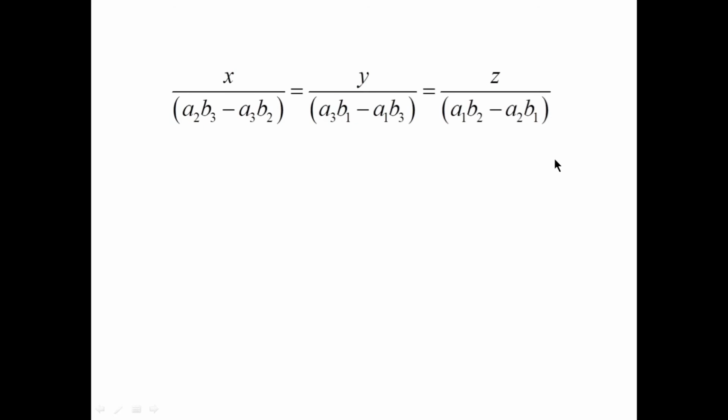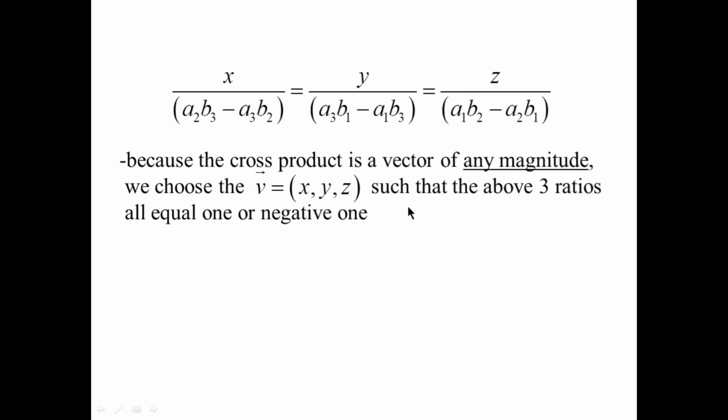Carrying that forward, because the cross product is a vector of any magnitude, we can choose our vector to be any multiple. Our x could be as long as it's the same multiple each time. So what we can assume is, since these three expressions are equal to each other, let's assign a value to those expressions of the number 1.